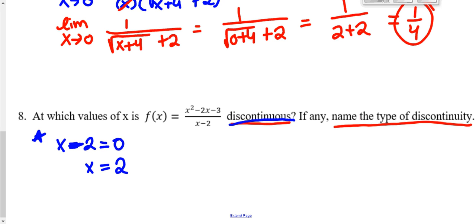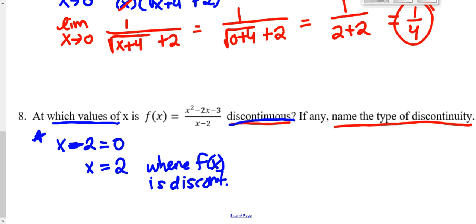This is the value where f of x is discontinuous. They asked us at which values. In this case, we only found one value, that's fine. Where it's discontinuous, x equals 2. That is where this is discontinuous, because x cannot equal 2 if we want that equation to work. Second part of the question, name the type of discontinuity.